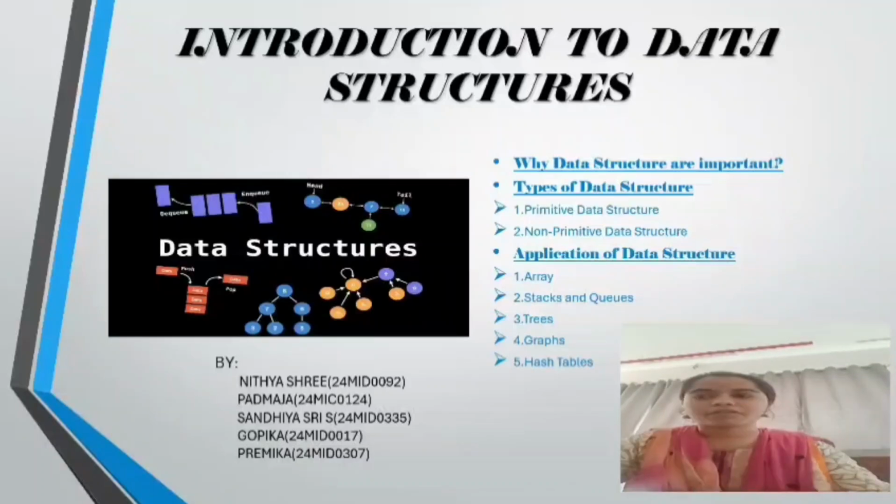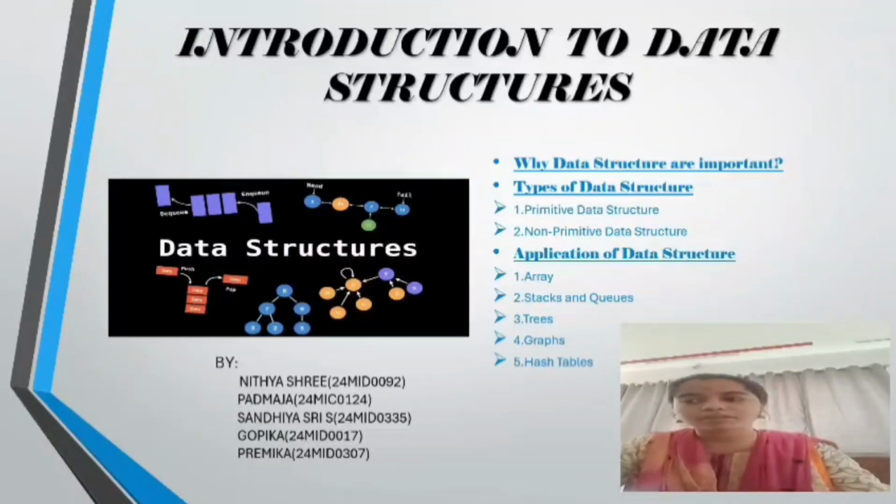And applications of data structures. Arrays are used in databases and memory management. Stacks and queues are used in compilers, task scheduling and undo operations. Trees are used in file systems, databases and decision making processes. Graphs are used in social networks, GPS navigation and network routing. Hash tables are used in implementing associative arrays and databases.